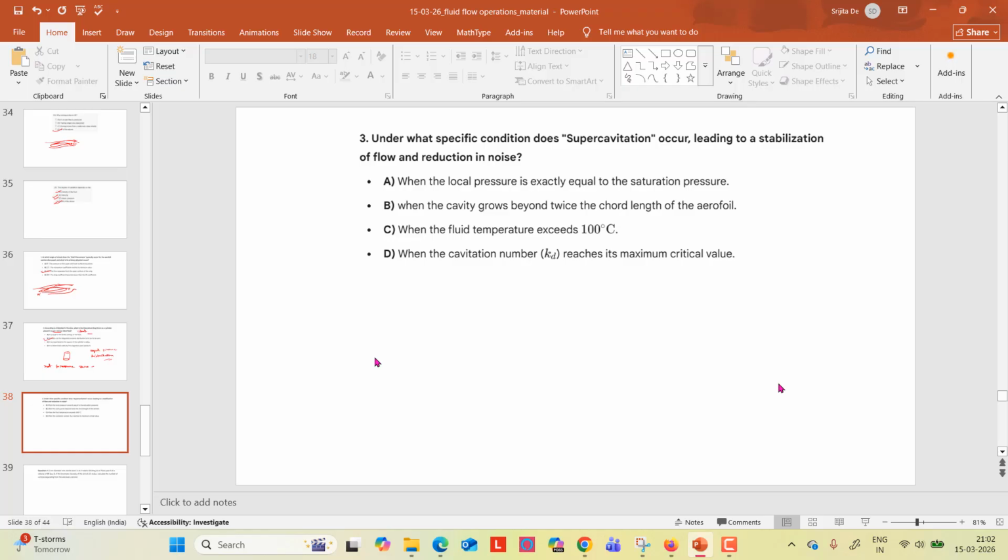Under what condition does supercavitation occur, leading to a stabilization of flow and reduction in noise? When the local pressure is exactly equal to the saturation pressure, when the cavity grows beyond twice the chord length of the aerofoil, when the fluid temperature exceeds 100 degrees centigrade, when the cavitation number reaches its maximum critical value. So it is option B. When the cavity grows beyond twice the chord length of the aerofoil. Okay, so chord length is this.